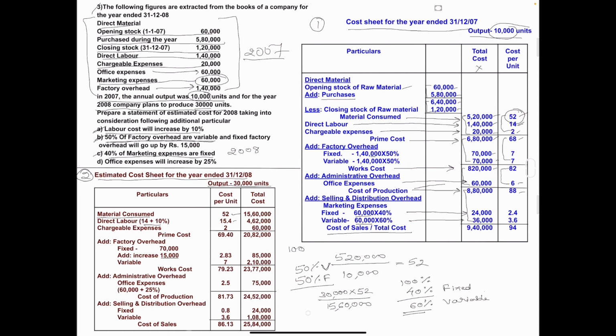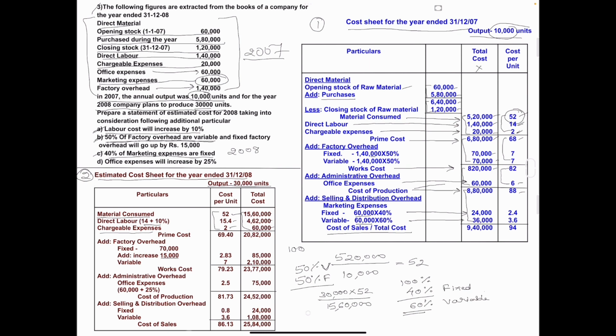And for the total column, 15.4 into 30,000, you will get 4,62,000. Next, chargeable expenses. Cost per unit is 2. So write in the estimated column, cost per unit column, 2. And for total, 30,000 into 2, 60,000.